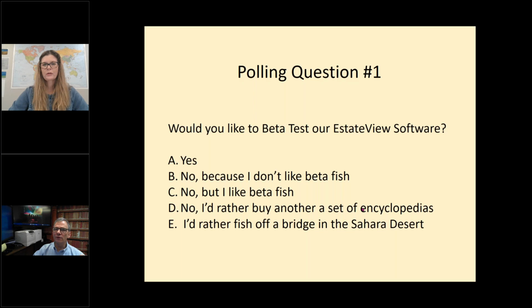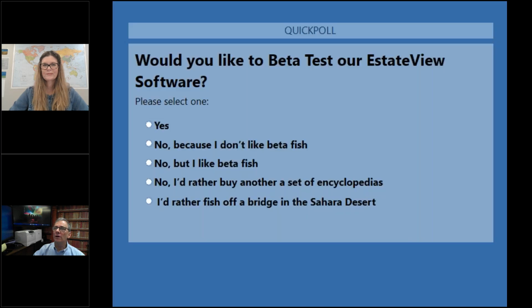So now we're going to do our first polling question. And if you're a pole vaulter, you're definitely going to get this right, or if you grew up in Poland. Otherwise, the rest of us, we have to listen very carefully to the question.